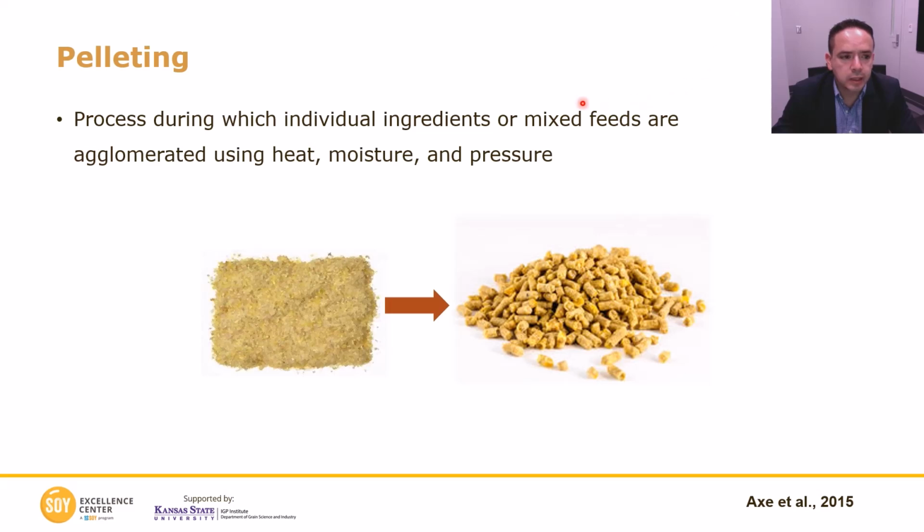And in a nutshell, pelleting is a process during which individual ingredients or mixed feeds are agglomerated using heat, moisture, and pressure. So you start with mash feed and then you end up with a pelleted feed. In the context of this presentation, I'm going to focus on pelleting mash feeds.